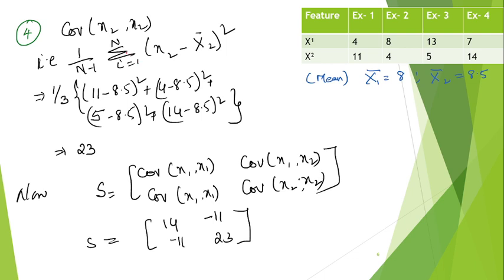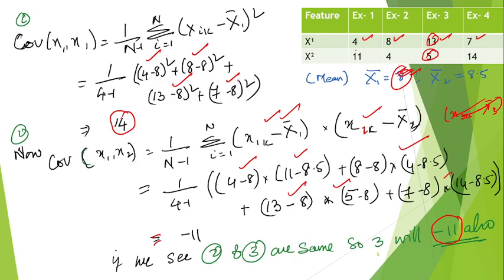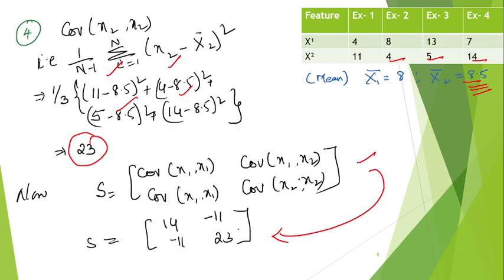Now we have to go for covariance of x2, x2. As we have done for this, we have to go 11 minus 8.5, 4 minus 8.5, 5 minus 8.5, 14 minus 8.5, whole squared. Correct? I've got 23. Now we are putting these values in the matrix. The first is 14, as we have seen, then 11, and this is also 11, and this is 23. So we got the covariance matrix S, with values 14, minus 11, minus 11, 23.